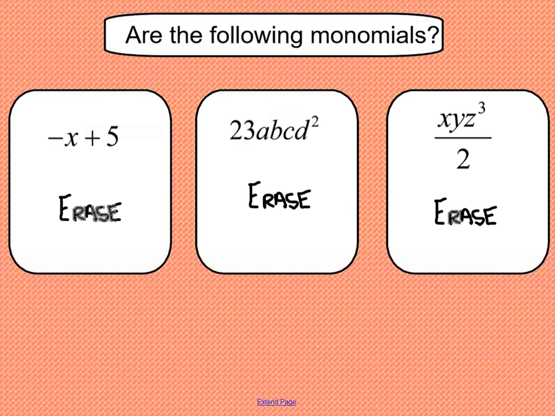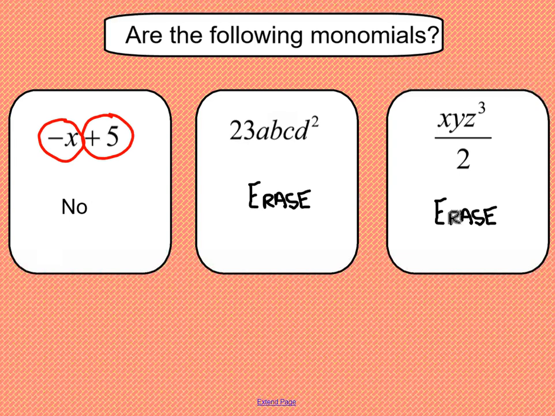So are the following things monomials? Basically what we are looking for is to see if we have an addition or subtraction symbol separating two things. So this one, we have a term and we have a plus sign right there. So the plus or minus sign has to go in the front. So we have two terms, so this thing would not be a monomial.